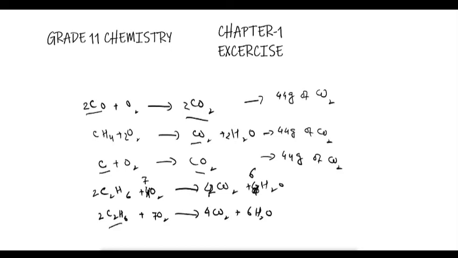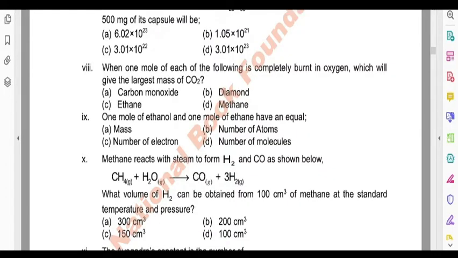Here, when 2 moles are burnt, it gives 4 moles of carbon dioxide. So when 1 mole of ethane is burnt, it will give 2 moles of carbon dioxide, and that is equal to 88 grams of carbon dioxide. So ethane upon burning with oxygen will give the highest mass of carbon dioxide when 1 mole of it is burnt. So the correct option is ethane, C2H6.